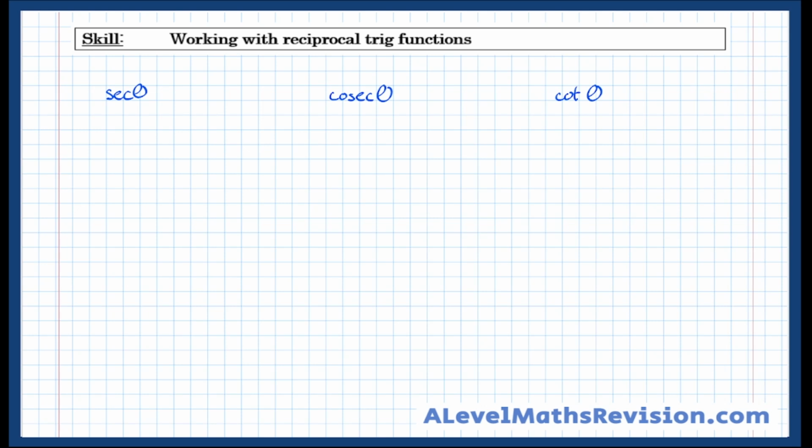So sec theta is defined as being exactly the same thing as 1 over cos theta. Cosec theta is defined as being 1 over sine theta, and cot theta is defined as being 1 over tan theta. Now this can be quite confusing because the one related to cos begins with an S and the one related to sine begins with a C.